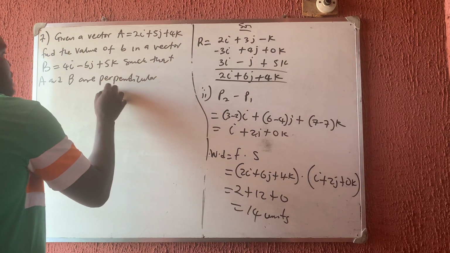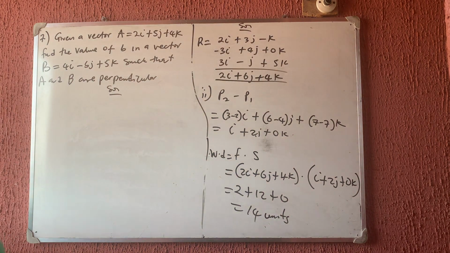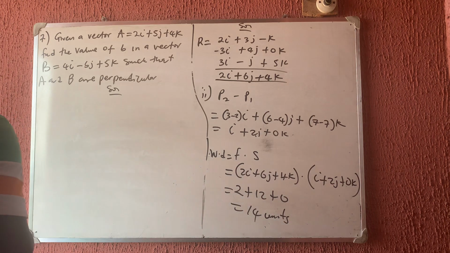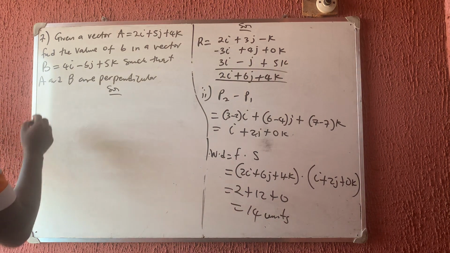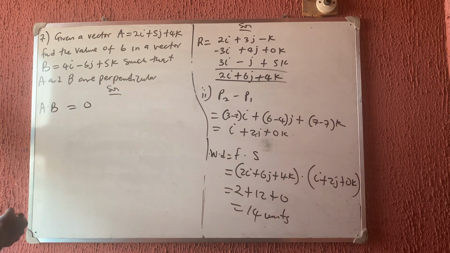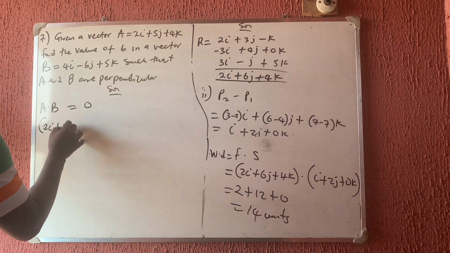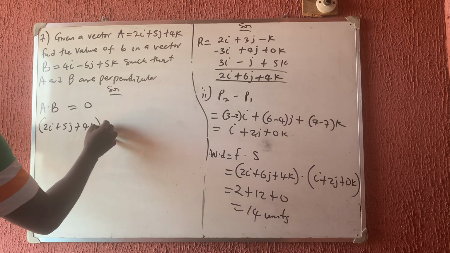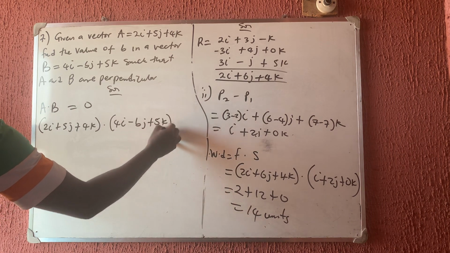Okay, so solution. For 2 vectors to be perpendicular to each other, their dot product must be 0. So for them to be perpendicular, A dot B must be equal to 0. So we now have that A, 2i plus 5j plus 4k, dot 4i minus bj plus 5k, is equal to 0.